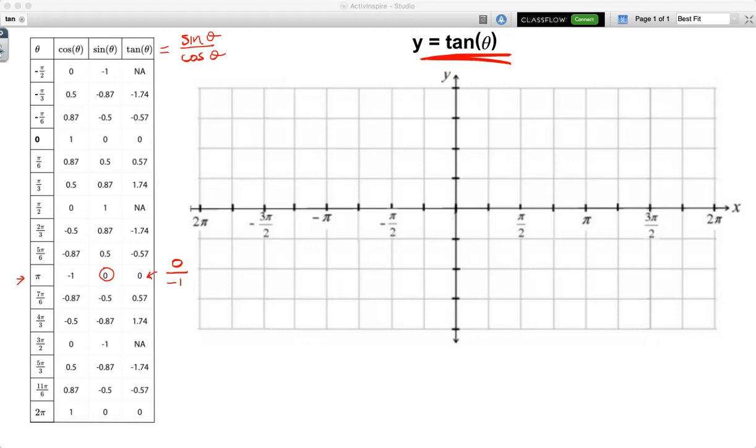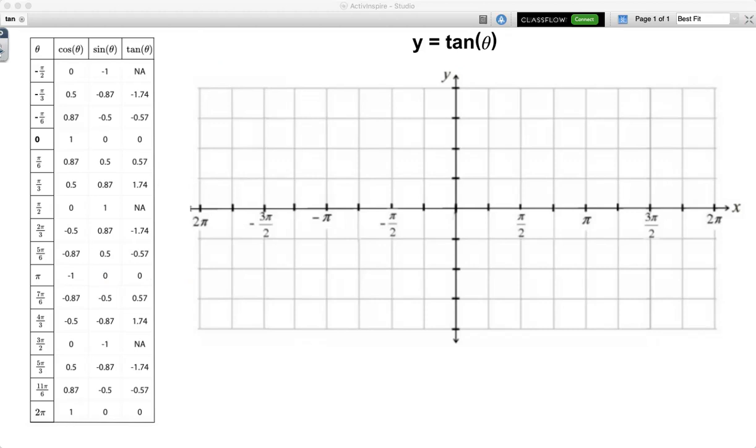Okay, now we're going to use all of this information to help us graph our tangent function. And you'll notice that this screen right here has 2 bits of information, right? It has a ton of values in our table. We're going to be using that to help us graph. And you'll notice there's a graph here that we're going to be using.